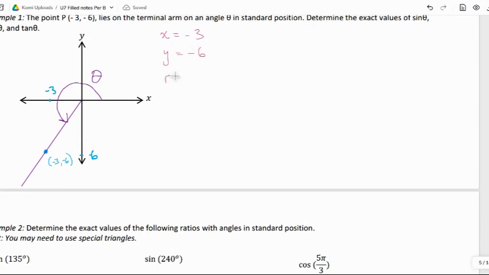Can we do it? Yes. Because r is the square root of x squared plus y squared. We're going to do this in our head as best as we can. We are using exact values, right? Because we were told to find exact values. So exact to me tells me no calculator. So I have 9 plus 36. That's root 45. And how many people simplified that radical?